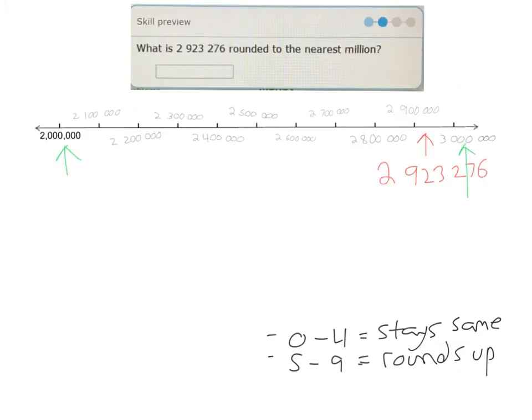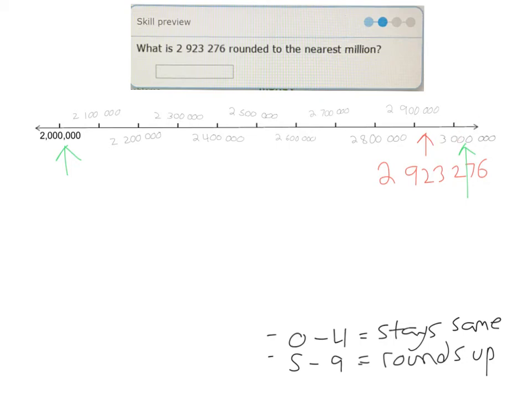In this example, it says, what is 2,923,276 rounded to the nearest million? So I've drawn here a number line where we have 2 million on one end, 3 million on the other, and I've done intervals of 100,000, so 2,100,000, 2,200,000, etc., all the way to 2,800,000, 2,900,000, and then 3 million. I've placed in there 2,923,276.